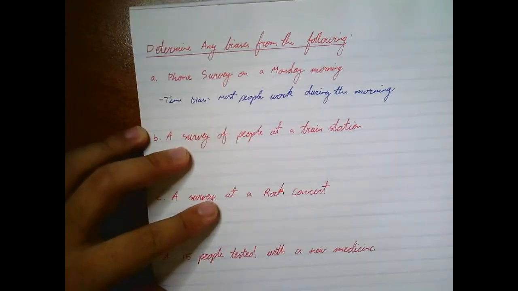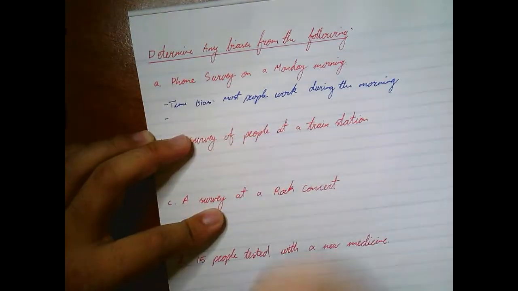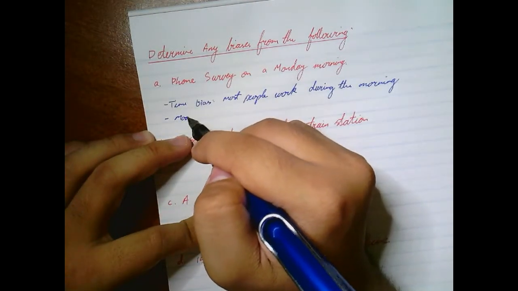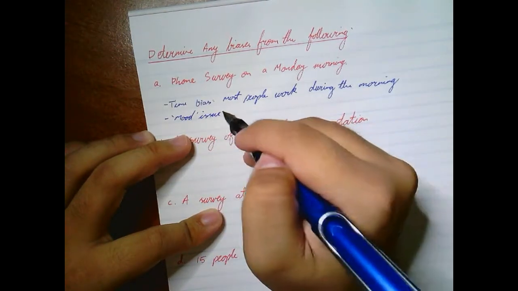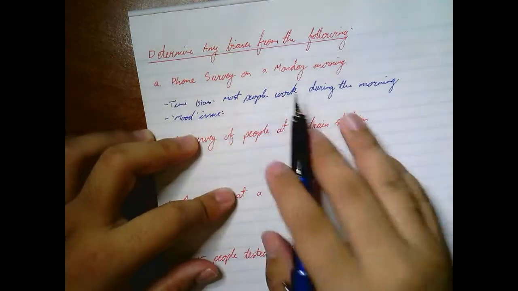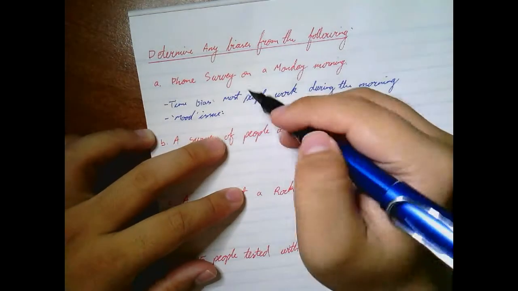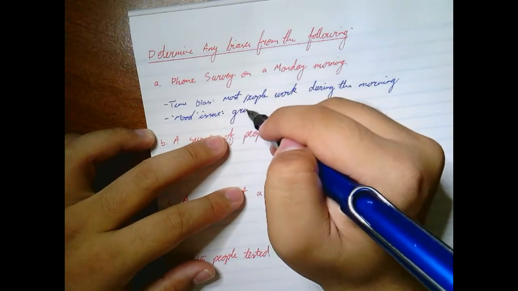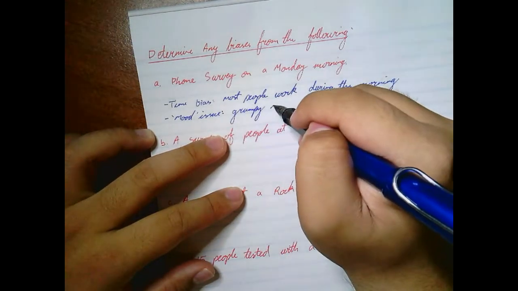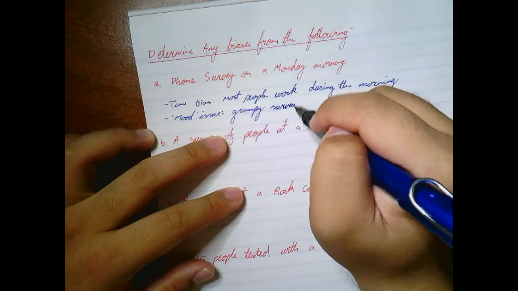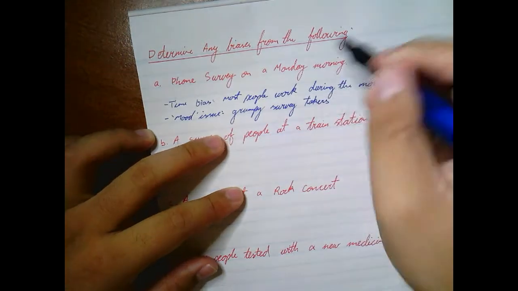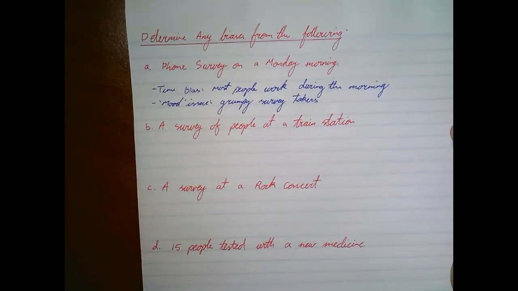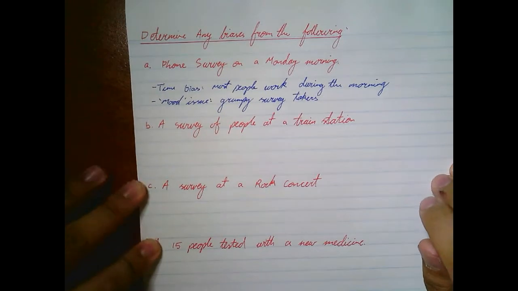We could also say that there's a mood issue. It's a possible one. I'm not saying it will be, but on a Monday morning people are a bit grumpy. So the people who take the surveys might be a little bit grumpy, so their results would not be as accurate as we want them to be.